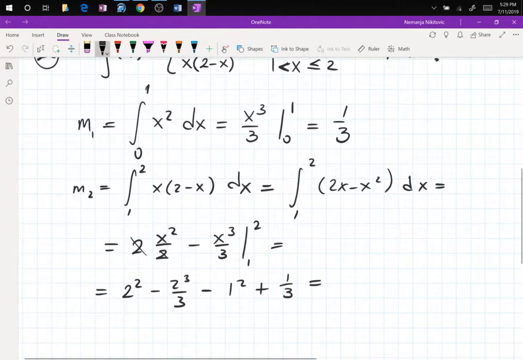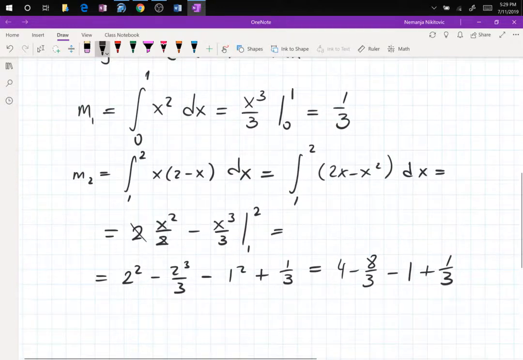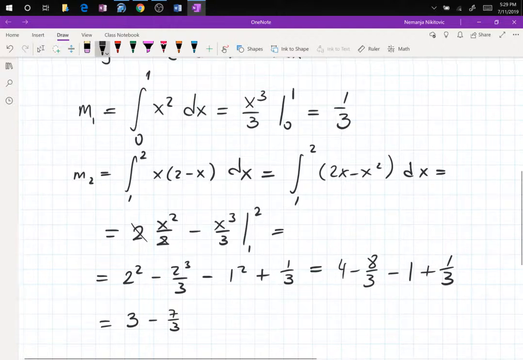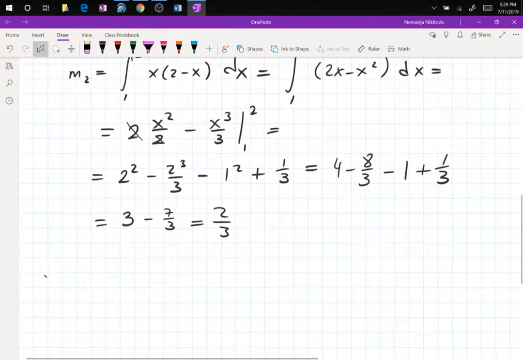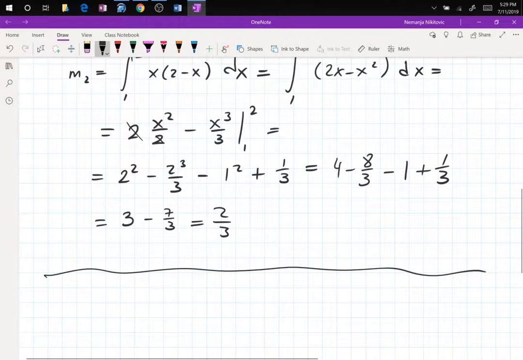Finally, so that's 4 minus 8/3 minus 1 plus 1/3. 4 minus 1 is 3, and you have negative 8/3 plus 1/3, so it's going to be negative 7/3 plus 3. Two-thirds, right? Ta-da! So the mass of that was 2/3 of a kilogram.